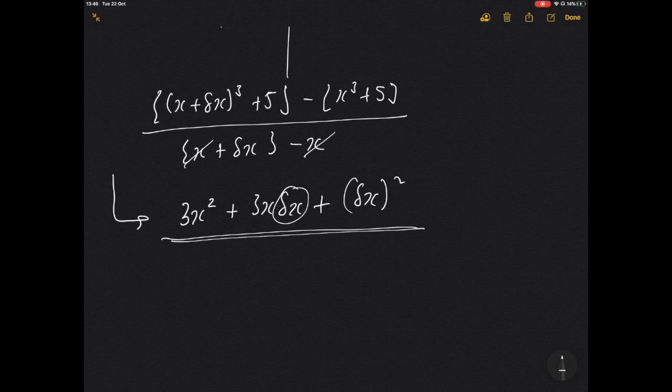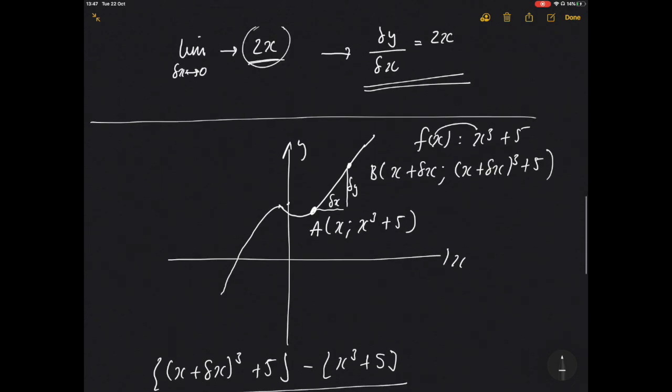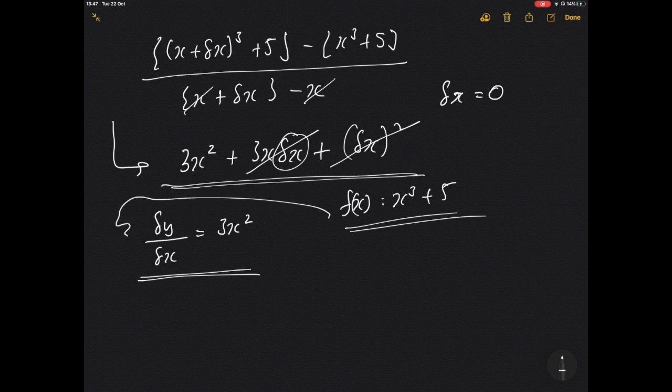Okay, but what I've shown you previously is because these delta x's are so small, we could say from the limit of these that these would go to 0. So effectively, we could say that delta x equals 0. Therefore, this value would disappear, this value would disappear, and we would find the differential, or our change in y over our change in x, would equal 3x squared. And that would be our description of how the gradient changes for our function, which is f of x equals x cubed plus 5. And that would be our first differential.